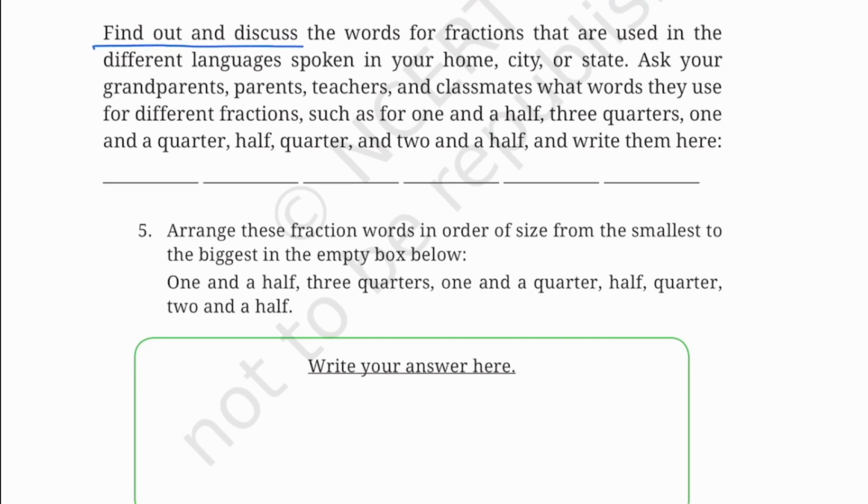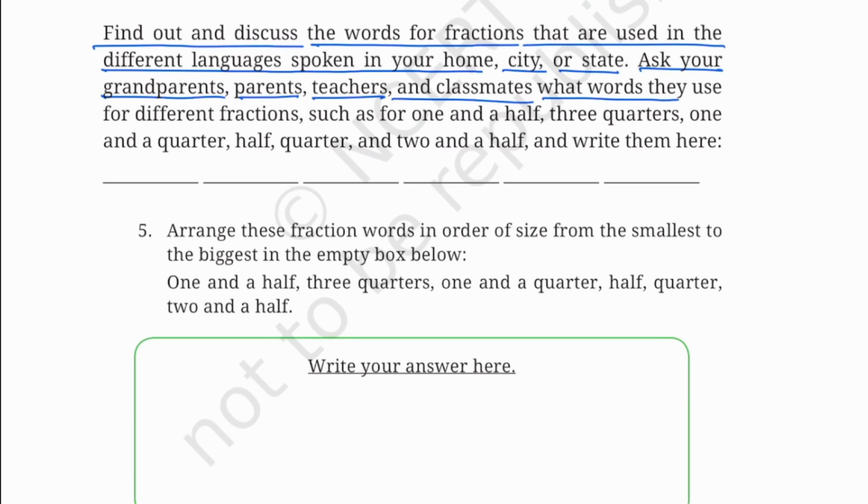Find out and discuss the words for fractions that are used in the different languages spoken in your home, city, or state. Ask your grandparents, parents, teachers, and classmates what words they use for different fractions, such as for 1 and a half, 3 quarters, 1 and a quarter, half, quarter, and 2 and a half. And write them here.